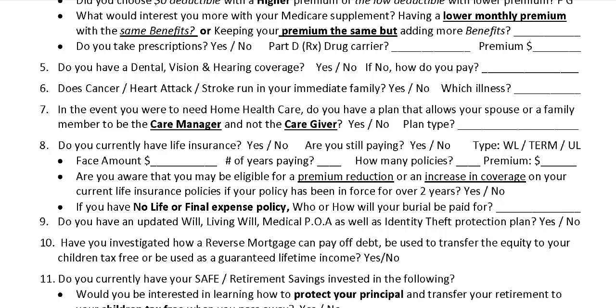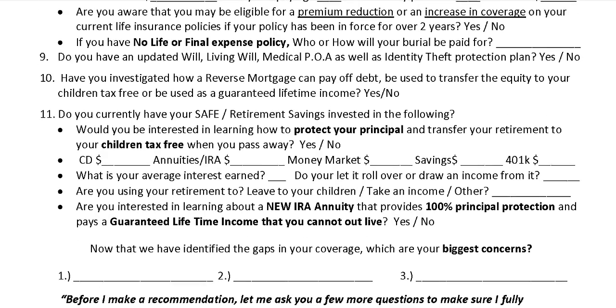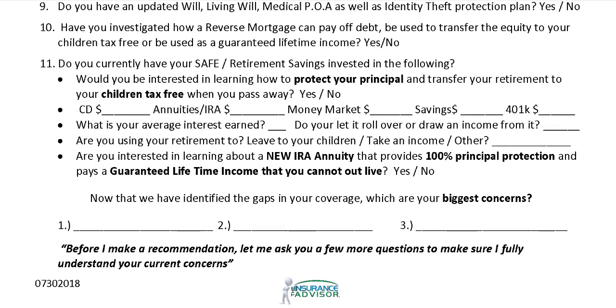So let me scroll this down a bit. Now this is a follow-up to the first question. Sometimes you have to ask a question in a different way to get the real answer. Do you currently have your safe retirement savings invested in the following? Would you be interested in learning how to protect your principal and transfer your retirement to your children tax-free when you pass away? Are you looking for a safe way to leave a legacy for your kids?